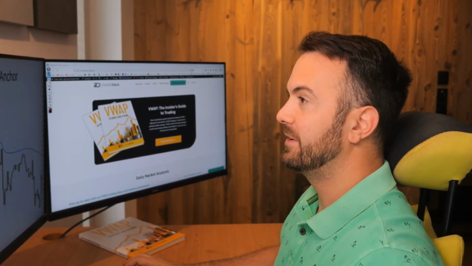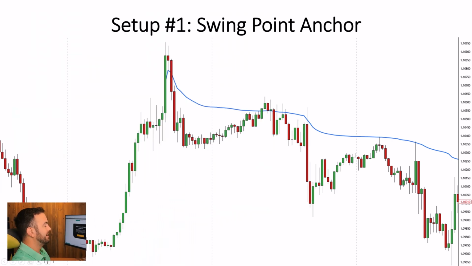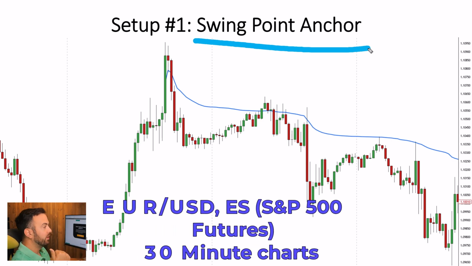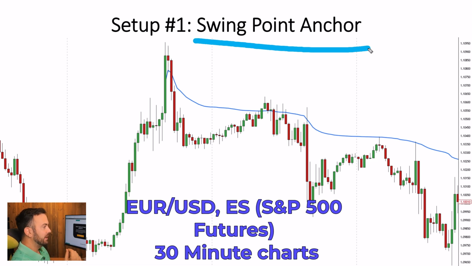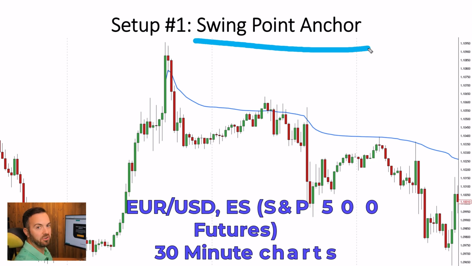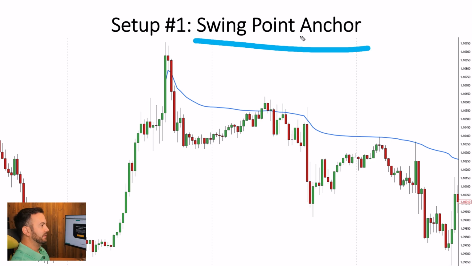Let's cover the first setup, and it's anchoring the VWAP to an important swing point. All those examples I'm going to show you today are mostly on the euro dollar and on the ES. You can obviously use this on other trading instruments, but the examples are on the euro and the ES and on 30-minute charts. That means those are going to be intraday trades, all right? So, setup number 1, anchoring VWAP to an important swing point.